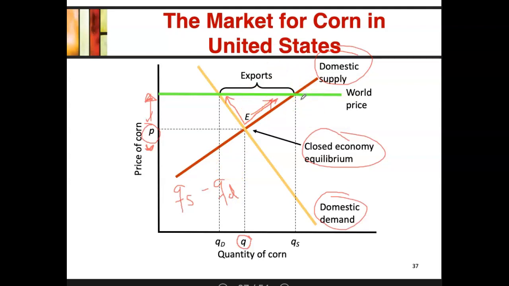So every time you have a scenario where the world price, which I'll call WP, is greater than the price in the closed economy, or the domestic price, which I'll call CP, the country tends to be a net exporter.